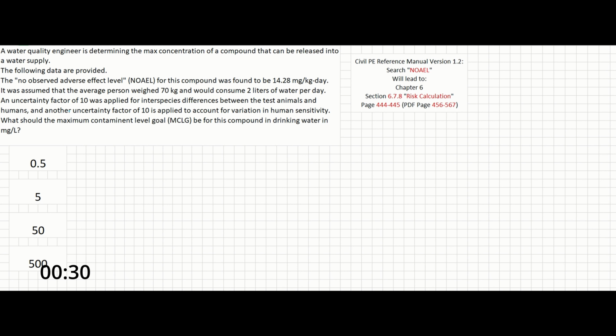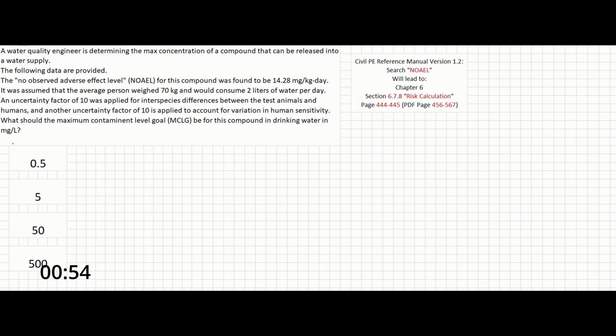An uncertainty factor of 10 was applied for interspecies differences between the test animals and humans, and another uncertainty factor of 10 is applied to account for variation in human sensitivity. What should the maximum contaminant level goal, or MCLG, be for this compound in drinking water in milligrams per liter?